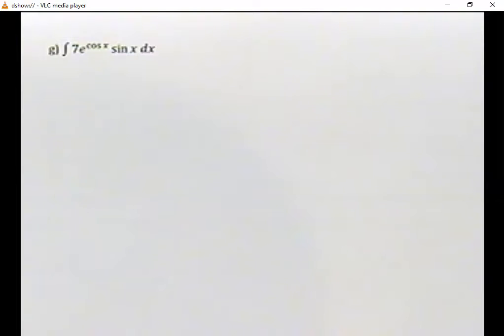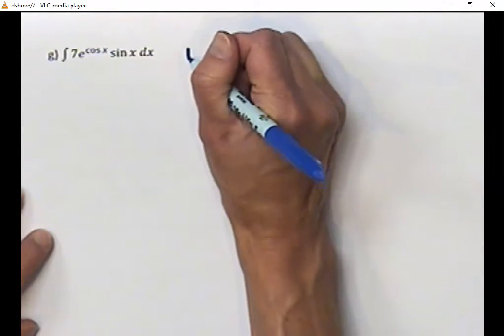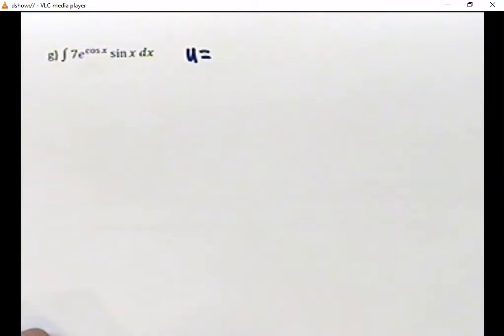Okay. Let's look at G here. The integral of 7e to the cosine of x times sine of x dx. Okay, let's think about how to start this one. What do you guys think? What are you thinking? Ideas? U sub? So you're thinking U substitution?